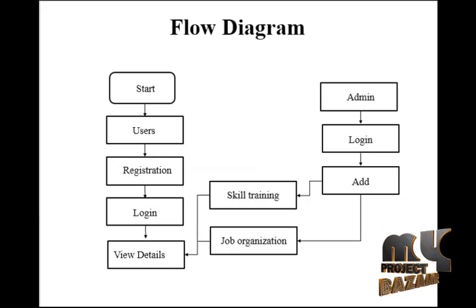This is the flow of our process. In this process there are two main users, admin and the user. Admin can log in to the system using their username and password. After admin login, admin can add the skill training details and the job organization details.